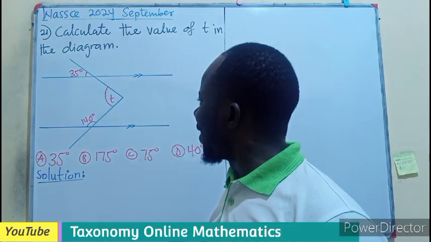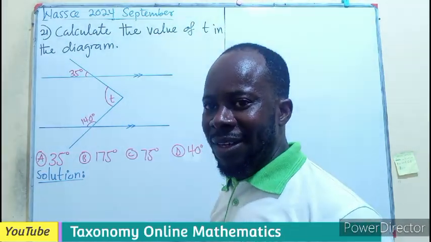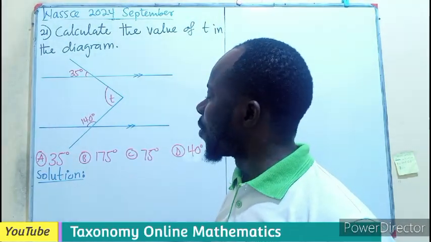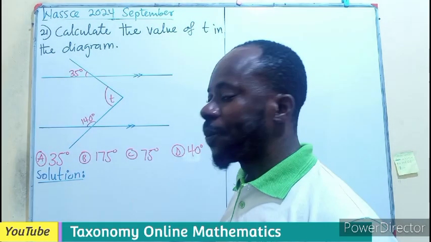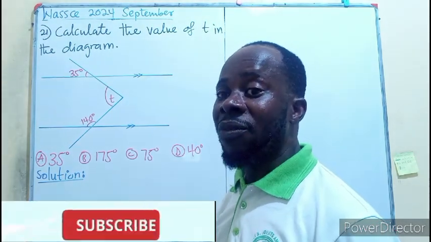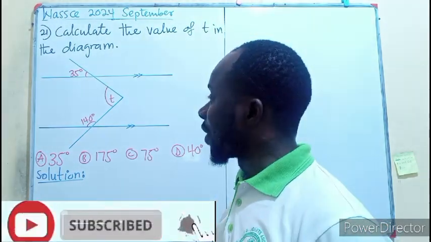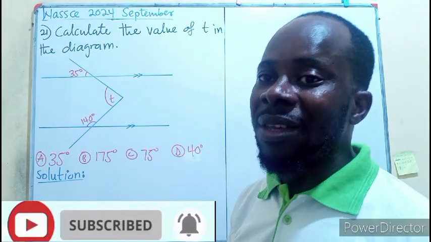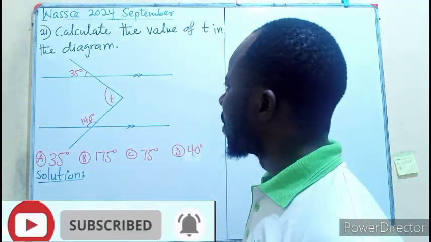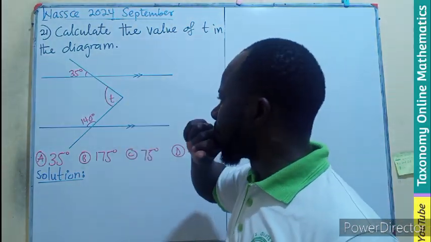All right, let's look at this question. I think one simple question on plane geometry 1, the angle properties of a parallel line. This is question number 21, WASSCE September 2024. We are finding a value of t.